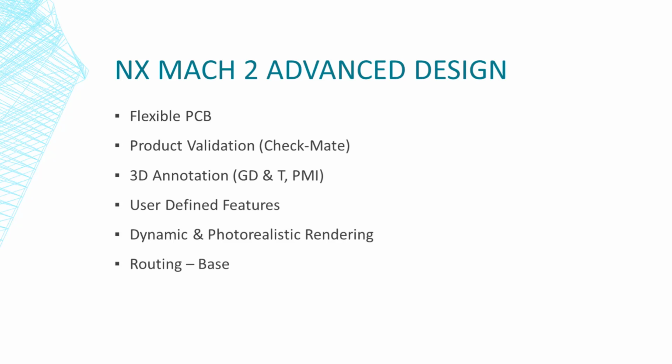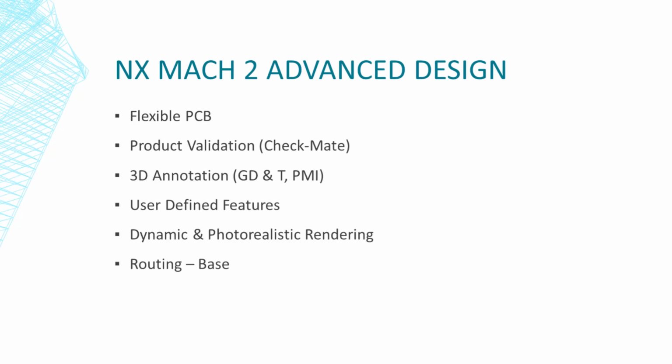Finally, we have the next rung, which is NX Mach 2 Advanced Design. That adds flexible PCB, so PCB design. It adds product validation, which is automated design checking tools. It adds 3D annotations, so GD&T and PMI within the 3D space, which are becoming more and more popular now to go with a paperless business model. With the 3D models with direct PMI integration, you can actually save all your dimensions in the 3D space and easily export them to an actual drafting 2D sheet as well, if that's what you need.